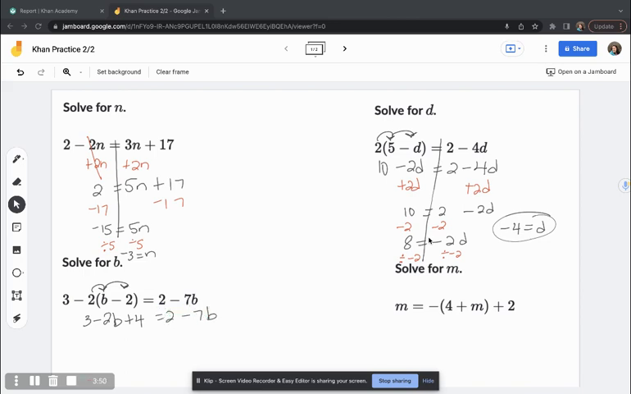Now on the left side, I can combine like terms before I start simplifying. So I have 3 plus 4, which is going to give me 7, minus 2b equals 2 minus 7b. All right, now I'm going to look at these variables here on both sides, and I want to cancel one of them out. So let's say I do plus 2b, I'm going to do plus 2b here. Negative 7 plus 2 is going to give me negative 5.